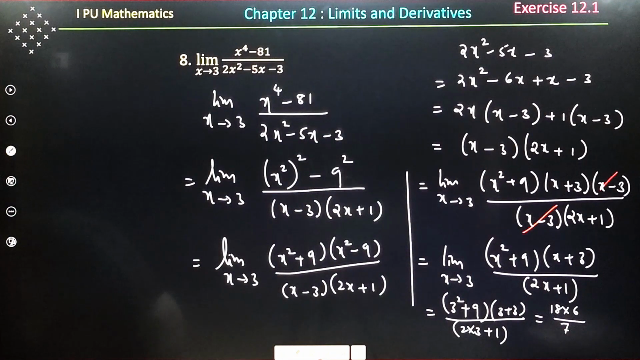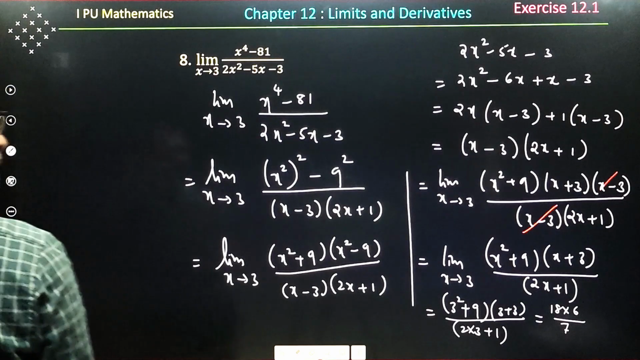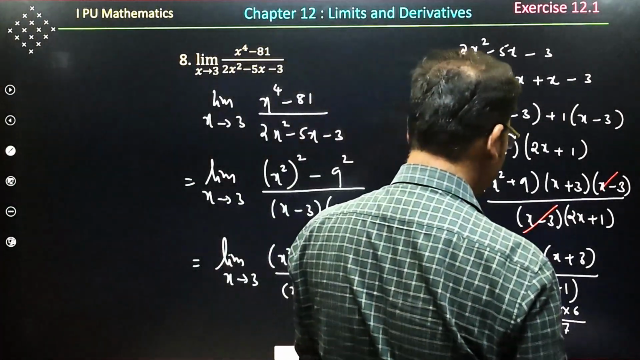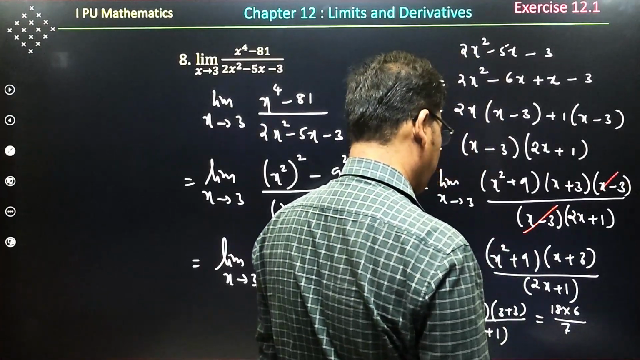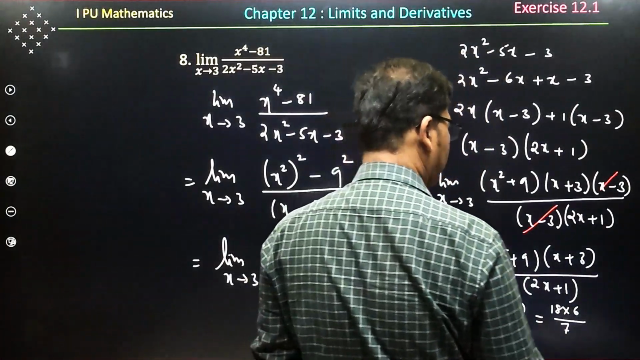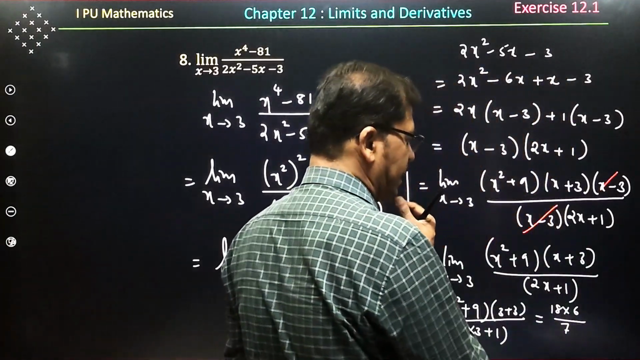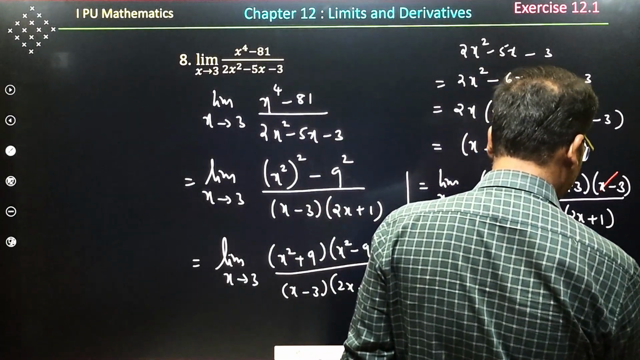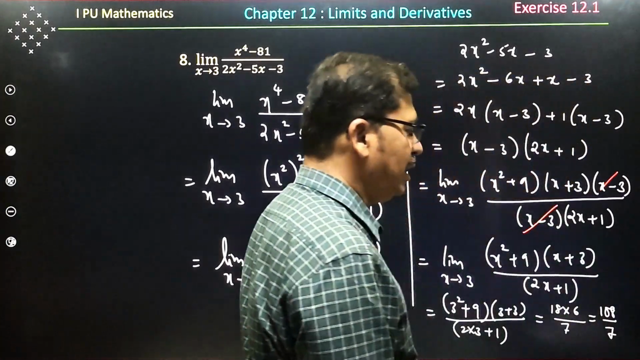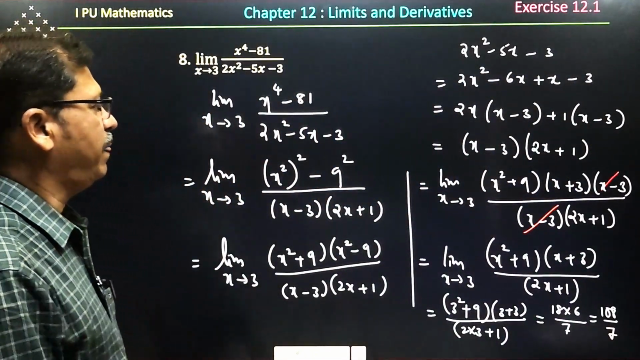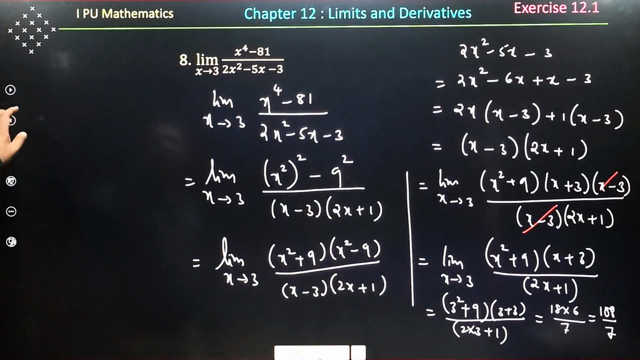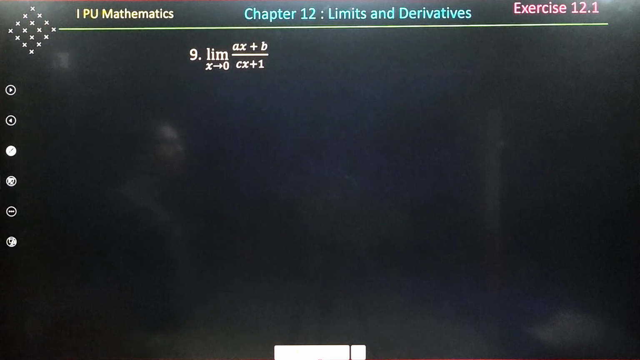Let us check the answer. 108 by 7 is there in the options. 18 into 6, multiplication is 108. Yes, correct. 18 into 5 is 90, plus 18, 108. So the final answer is 108 divided by 7. I hope you followed the solution. Let us move to the next question.